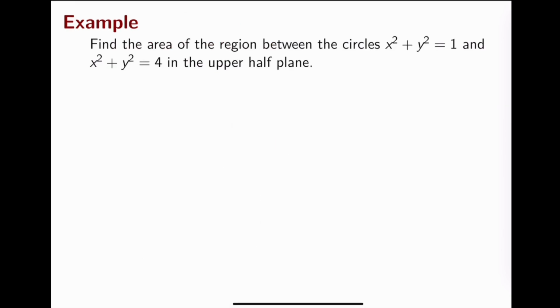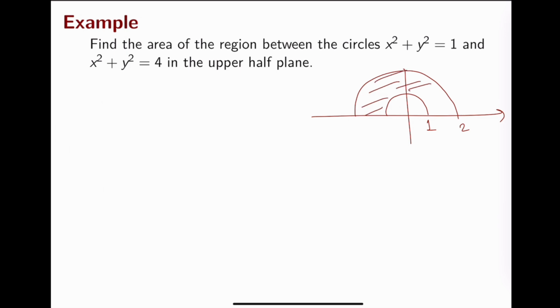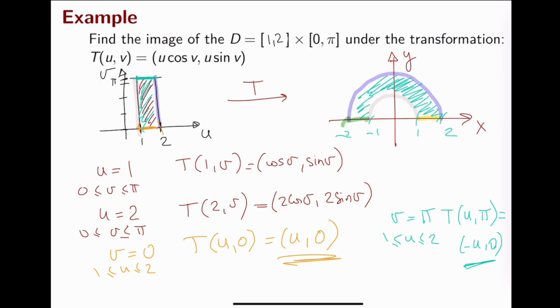Let's suppose that we want to calculate the area of the region between these two circles in the upper half plane. So when we do a drawing of this region, we see that this is the semicircle in the upper half plane, and this other one is a circle of radius 2. And so we want to calculate the area of this. That is nothing but the area that we have worked before, right? It's the area of this region here.